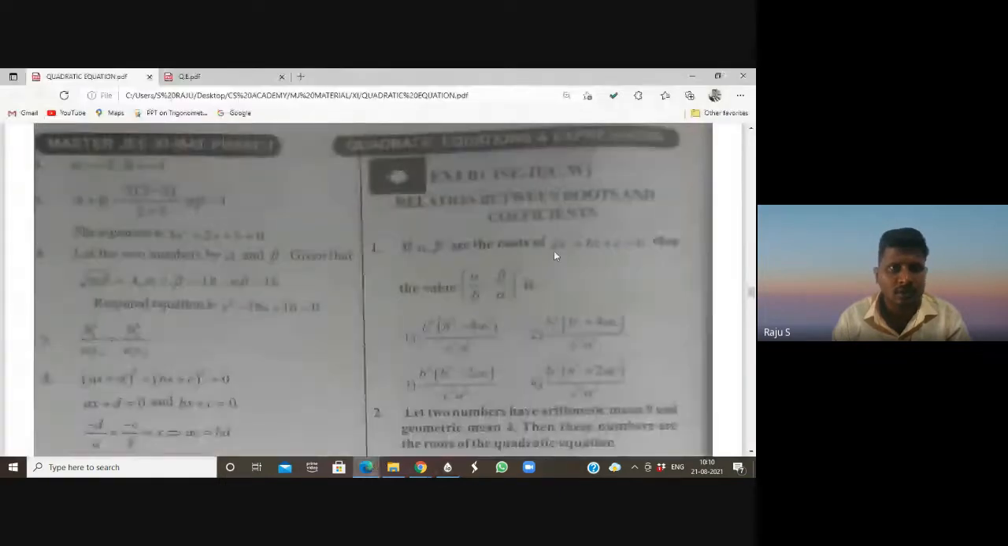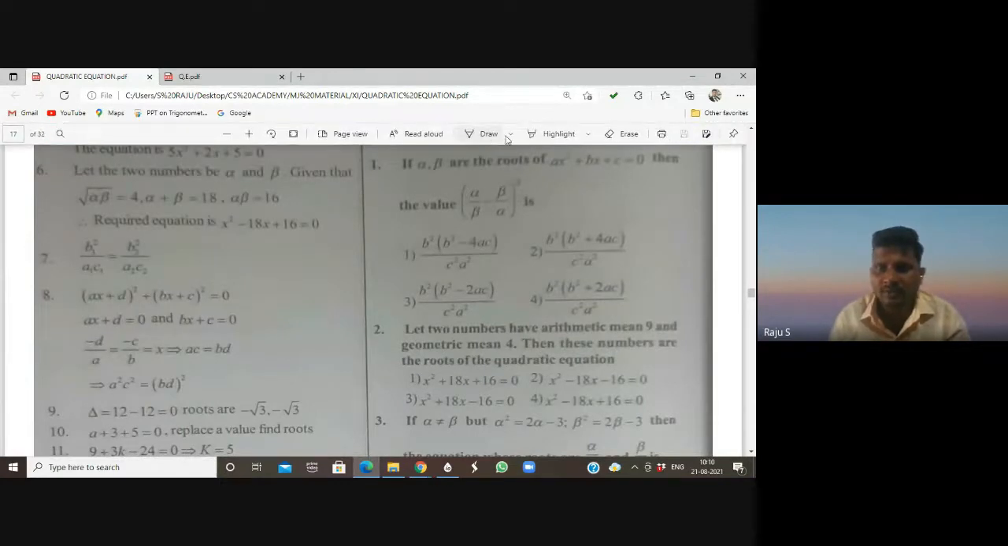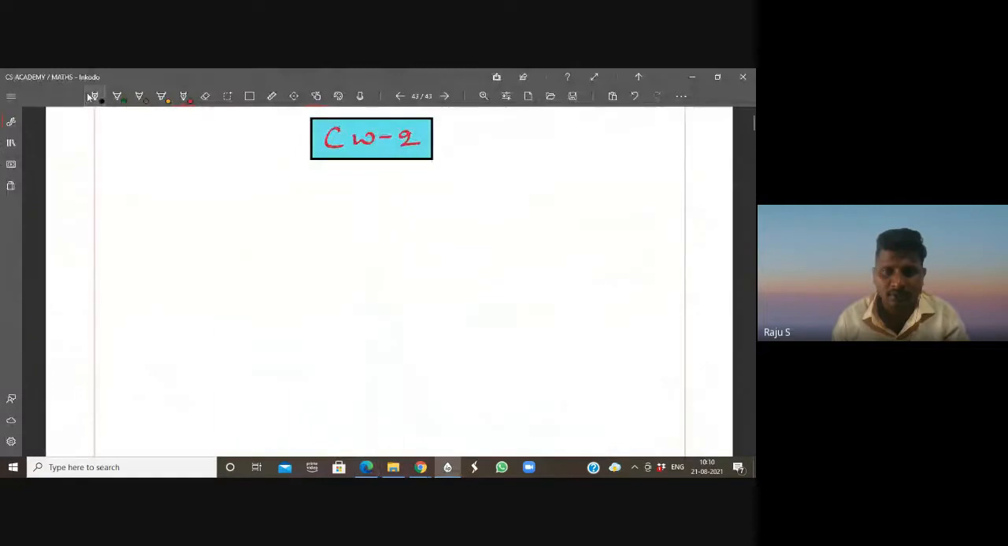So the first one is: alpha, beta are the roots of ax square plus bx plus c equal to 0, then find the value of alpha by beta minus beta by alpha the whole square. So what's the question? Alpha, beta are clearly roots. We need to find alpha by beta minus beta by alpha whole square. It's a simple question.